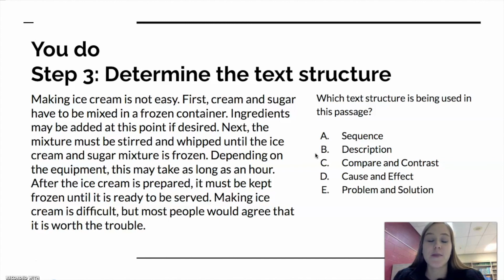The text structure being used here is sequence. We know that because it is telling us the steps to follow to make ice cream. Hopefully you saw these key words, first, next, and after, and hopefully that revealed to you what the text structure was.